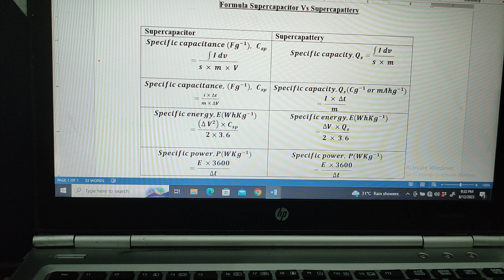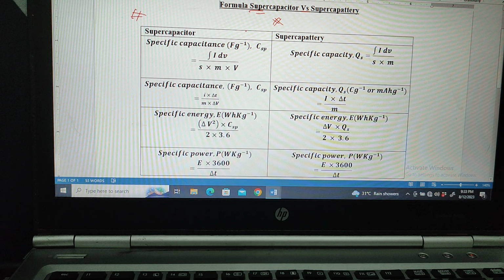So today I'm going to do a little bit of revision on the formula of supercapacitor versus supercapacitor, because most of the comments I got from YouTube asked to clarify the formula for supercapacitor. In this video, I would like to clarify some of the formulas for supercapacitor and supercapacitor. As you can see from the table here, the left hand side is the formula for supercapacitor, while the right hand side is the formula for supercapacitor.